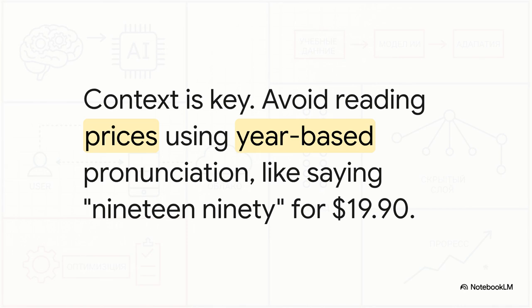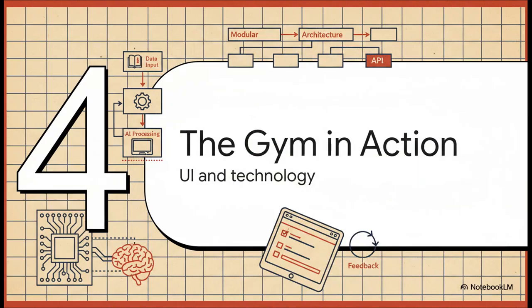Context is king here. You'd say the year 1990, but you'd say the price is $19.90. Totally different. The system has to get that right. Just treating all numbers the same, that's a total novice mistake, and it just wouldn't work. Okay, the blueprint's done. Time for realizacja, implementation. Let's see how all this planning actually looks in the final app.